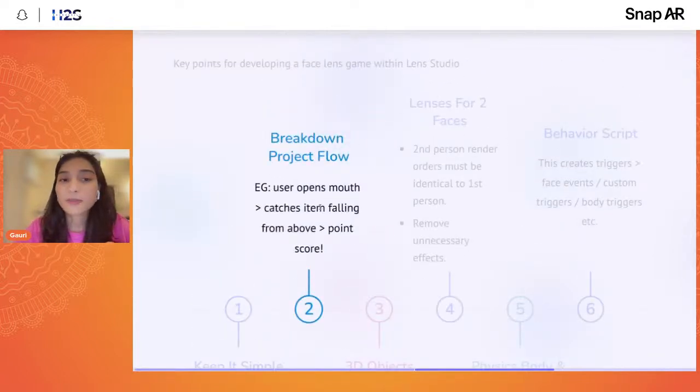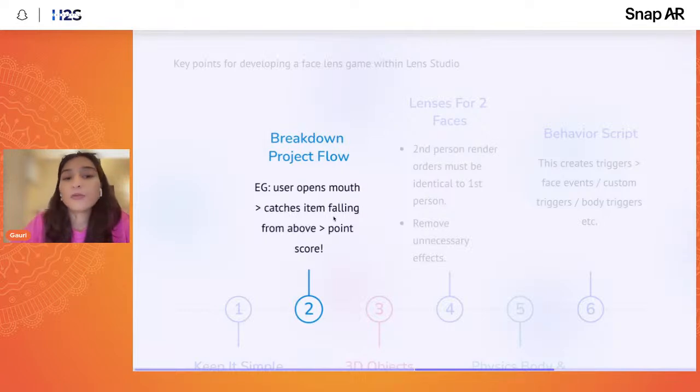So then, like I explained, it would be good to have a project breakdown. So break it down into the experience, like, okay, the user opens their mouth. If you have a facial trigger, there are a lot of triggers within Lens Studio. So you can either have raised eyebrows or the user opens their mouth, or there are a lot of triggers available, which it would be really good for you to go into Lens Studio and explore as well.